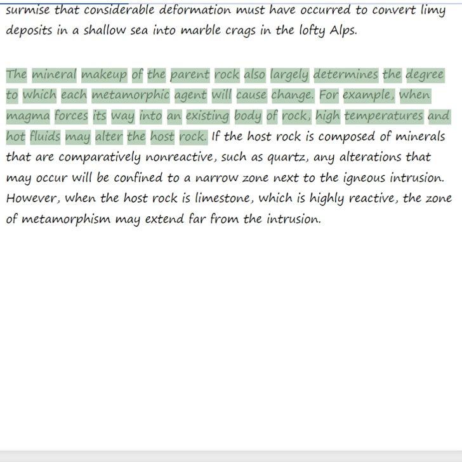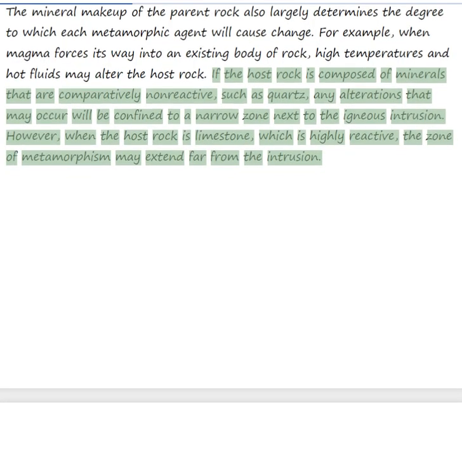For example, when magma forces its way into an existing body of rock, high temperatures and hot fluids may alter the host rock. If the host rock is composed of minerals that are comparatively non-reactive, such as quartz, any alterations that may occur will be confined to a narrow zone next to the igneous intrusion. However, when the host rock is limestone, which is highly reactive, the zone of metamorphism may extend far from the intrusion.